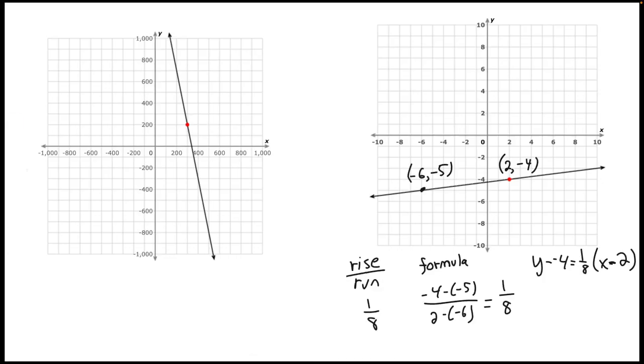All right, for the second problem, I am almost done here. I didn't quite finish it. So you should have gotten a slope of 1/8, either using rise over run or the slope formula. And when you plugged in your numbers, you should have gotten to here, okay?